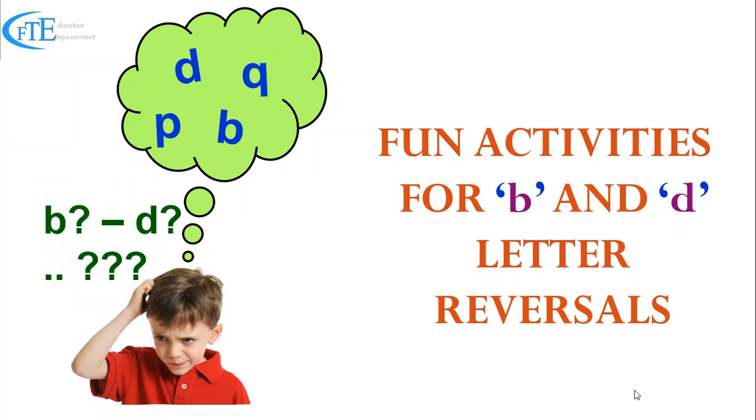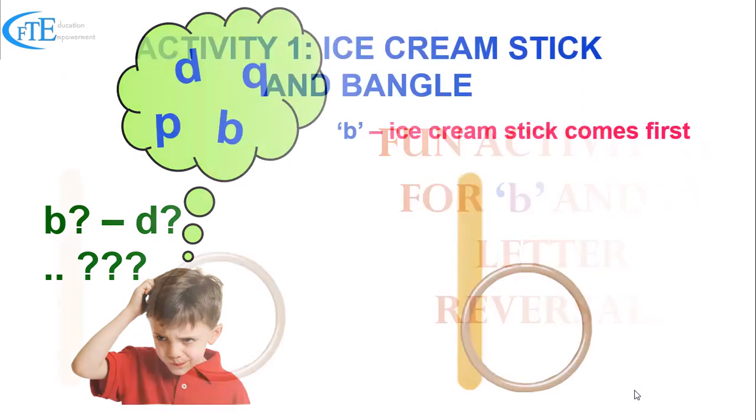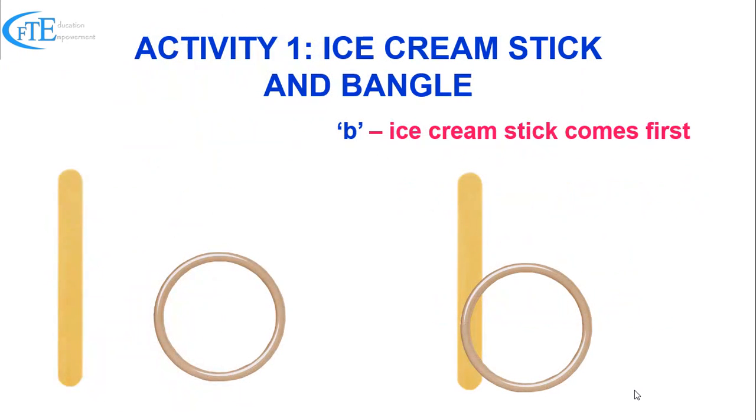Fun activities for B and D letter reversals. Activity 1: Ice cream stick and bangle. Take an ice cream stick and a small bangle and get the child to make the letter B.